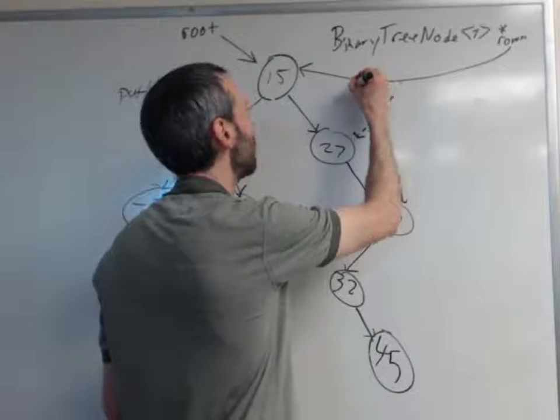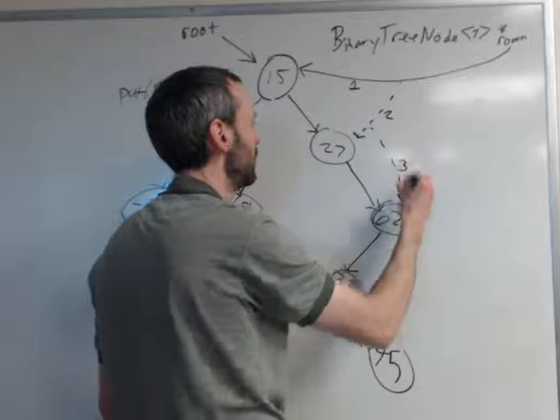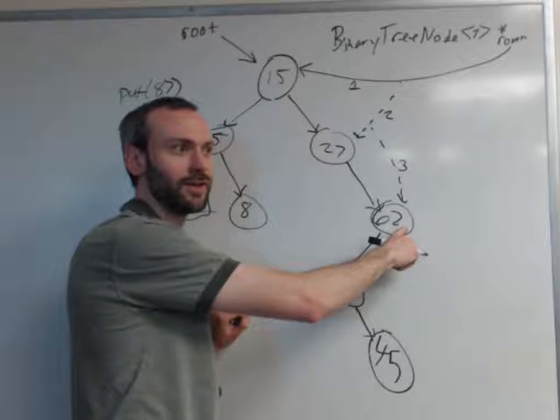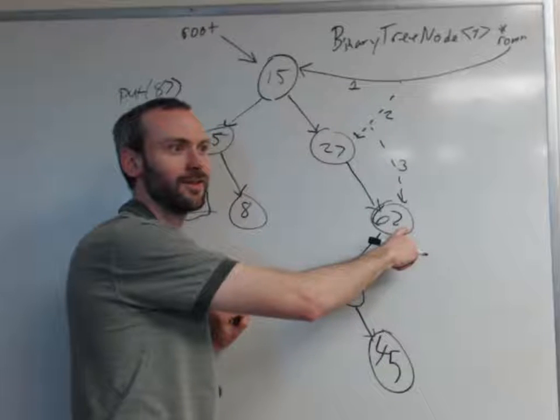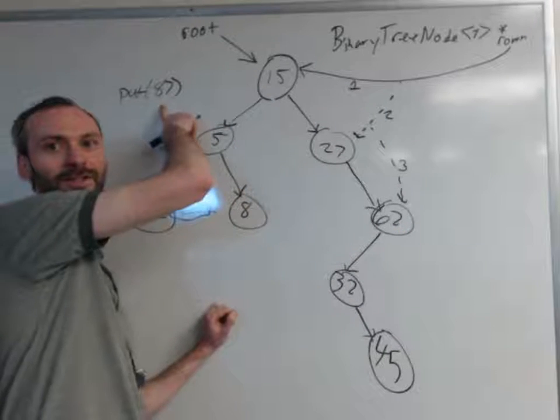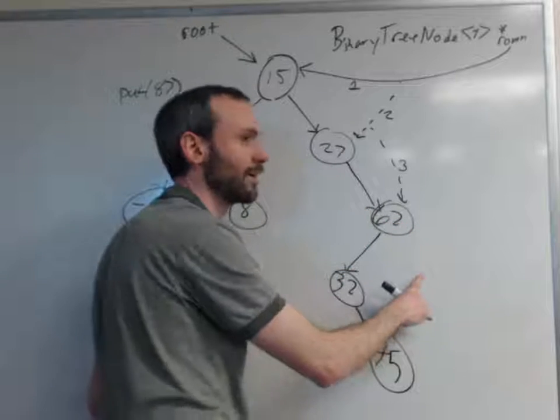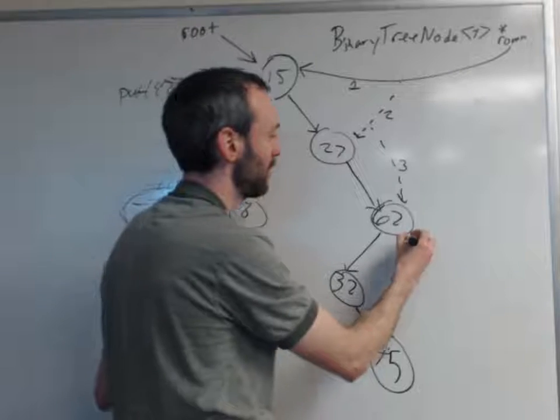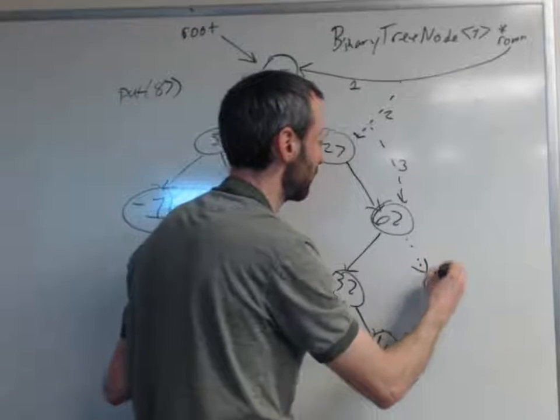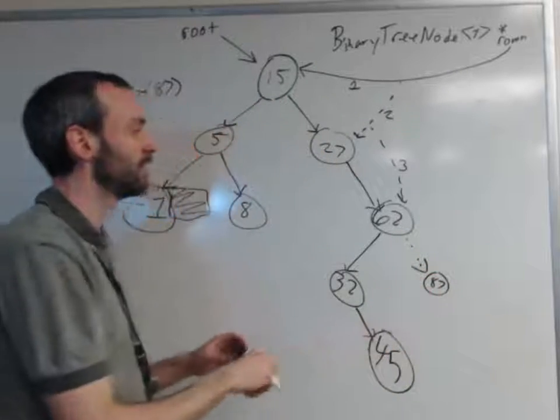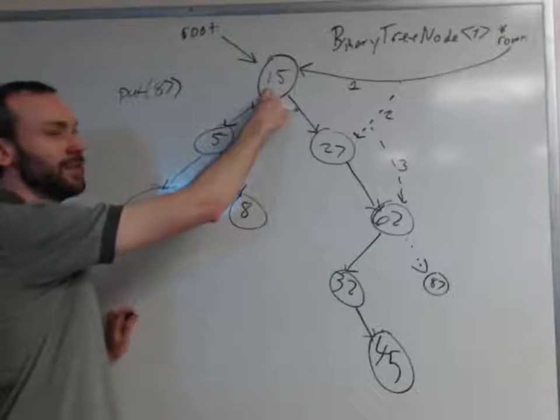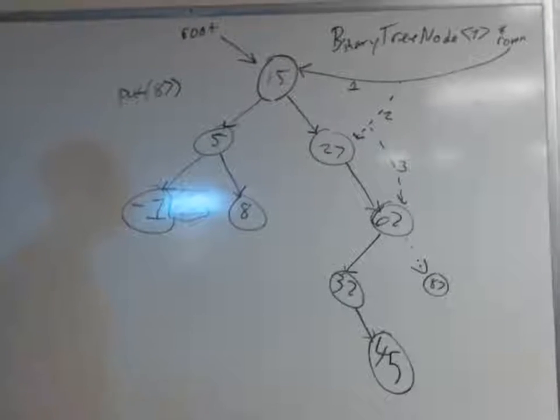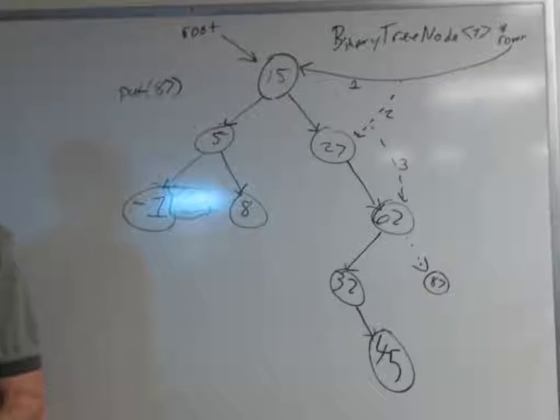So this is 1, 2, 3. We're at 62. Where do we go? Left. Hold on. Is 87 greater than or less than 62? Greater than. So we'd want to go right, except there is no right. So what would we do? Create a new node. That's where we want to create our new node. So in other words, we want to start at 15. We want to decide if we need to go left or right, and as long as we can, you continue on. As long as you can.